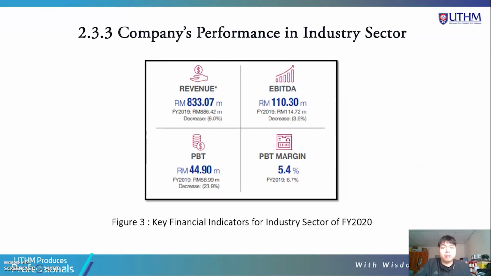Next, the company performance in the industry sector. From the financial indicators, you can see the revenue increased by 6%, and earnings before interest, tax, depreciation, and amortization decreased by 2.9%, and its profit before tax decreased by 23.9%, and its margin is 5.4%.